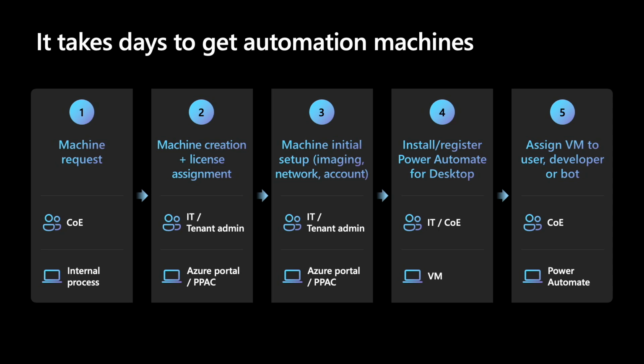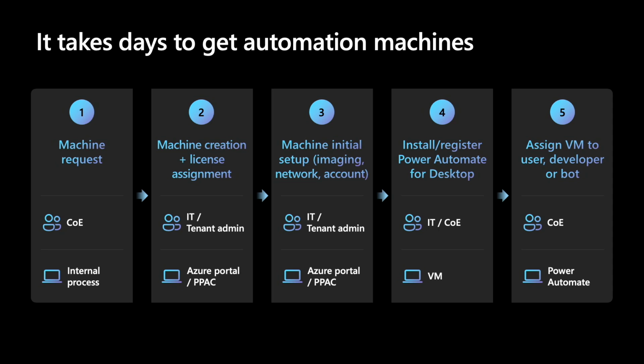Unfortunately, it can take days, if not weeks, from the time a machine is requested to the time it actually runs in production. The process to get a machine may differ from one organization to the other, but ultimately, it's always automation COEs working hand in hand with IT admins to go through the different administration interfaces to get everything set up.